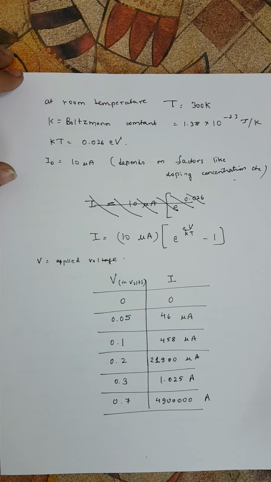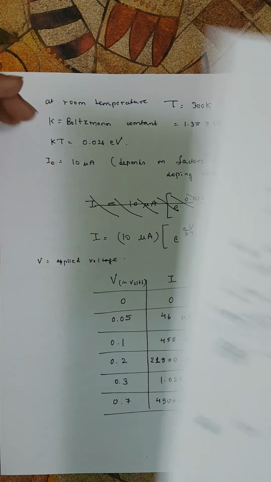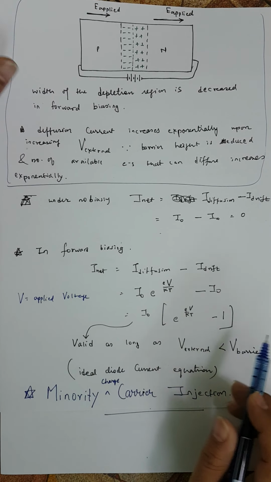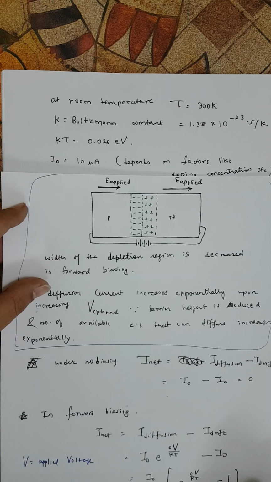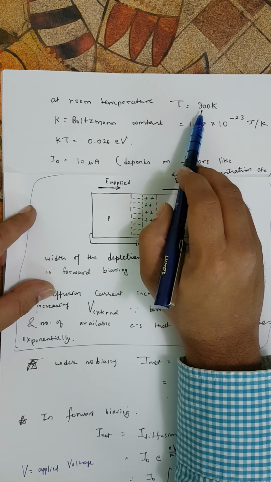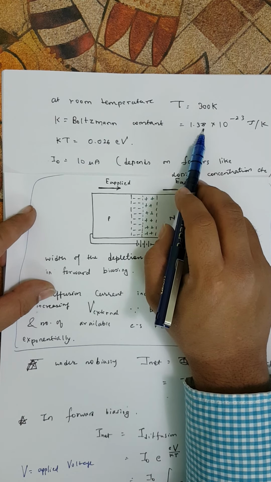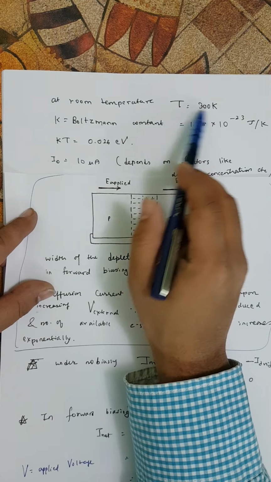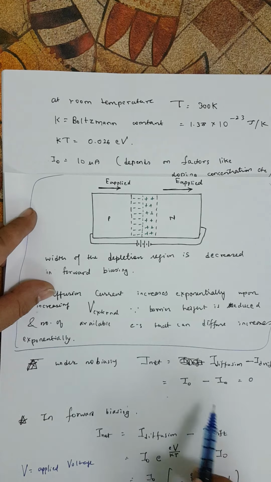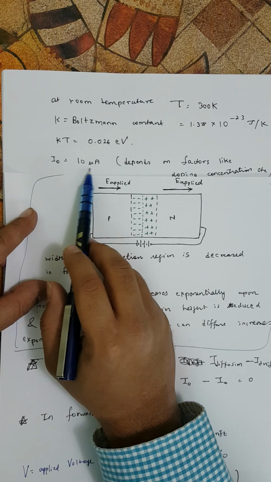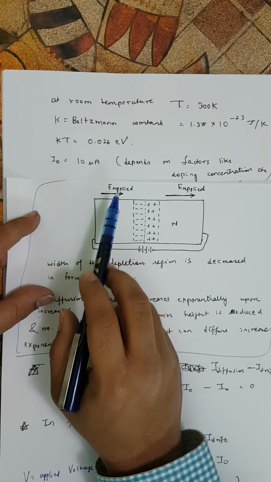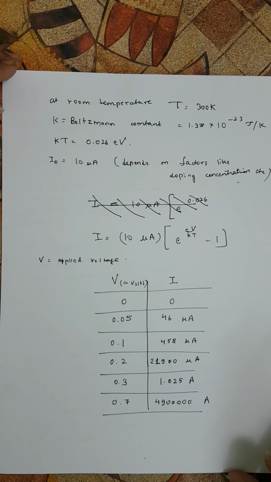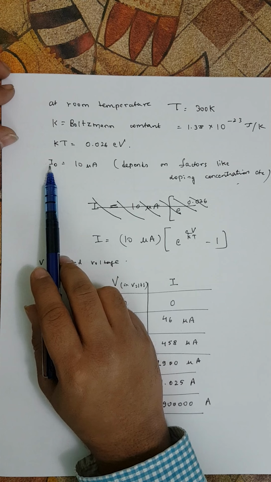So if we plot here, this K is the Boltzmann constant, and T is the temperature. At room temperature, which means at 300 Kelvin, and the Boltzmann constant being 1.38 into 10 to the power minus 23, which obviously you know. So kT in electron volt comes out with this, and let's consider the I naught, which is roughly around 10 microampere. It depends on some factors, for example doping concentration, but let's say that in a special case, I naught is 10 microampere.